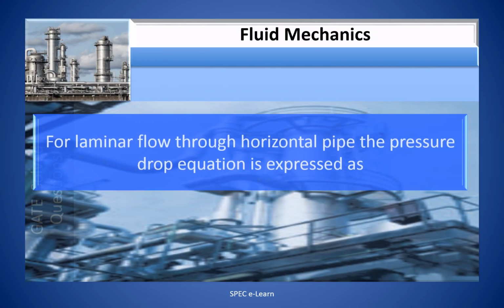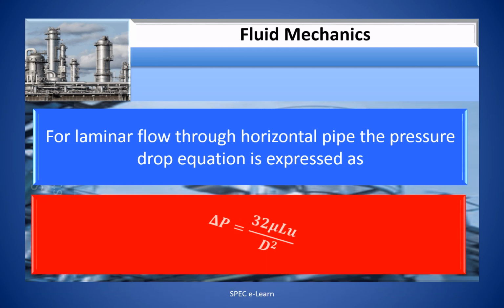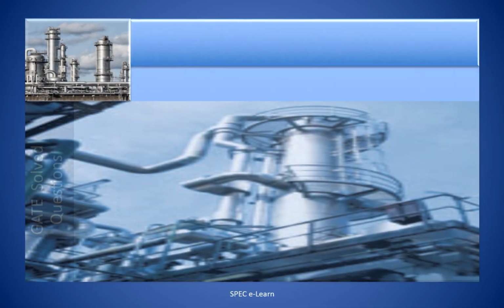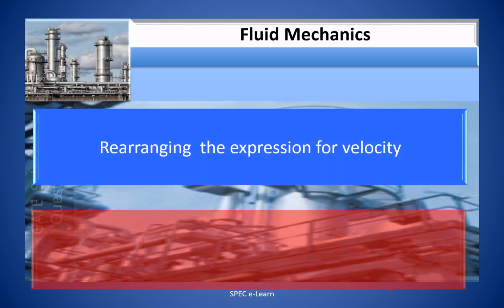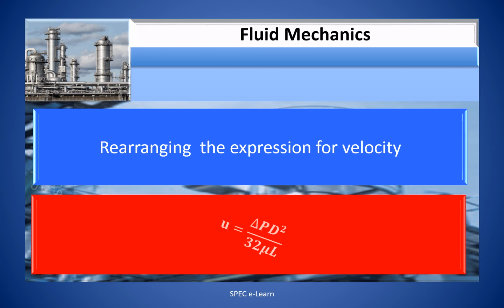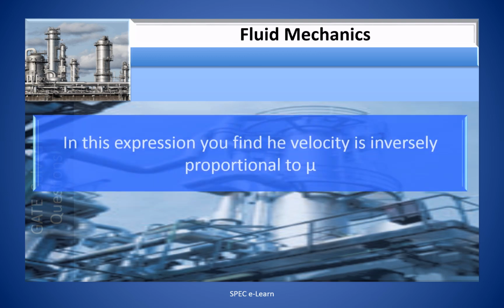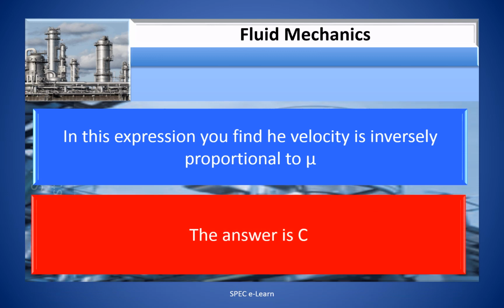For a laminar flow through a horizontal pipe, the pressure drop equation is expressed as delta P equals 32 mu L U divided by D squared. Rearranging the expression for velocity, we get U is equal to delta P D squared divided by 32 mu L. In this expression, you find the velocity is inversely proportional to mu. Hence, the answer is C.